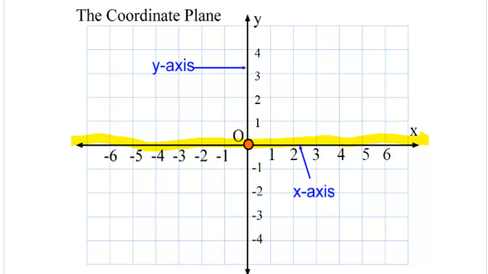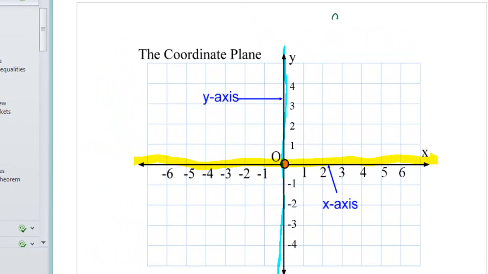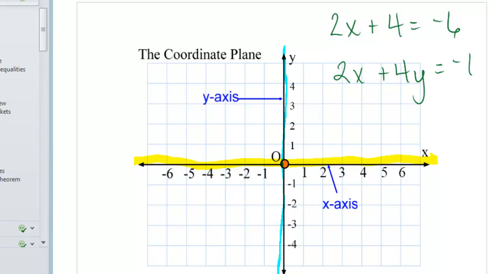Now we're going to go into two dimensions. So we're going to go from having just length to working with height as well. And now we're going to be working with equations that have two variables in them. Before, we had basic equations with one variable, like 2x plus 4 equals negative 6. Now we're going to be working with equations that have two variables, like 2x plus 4y equals negative 6.